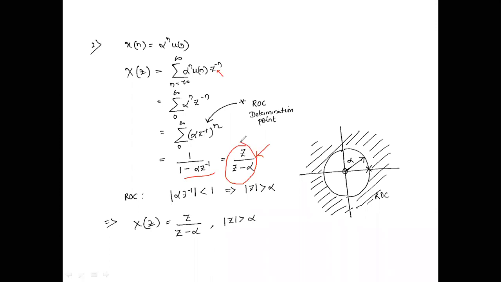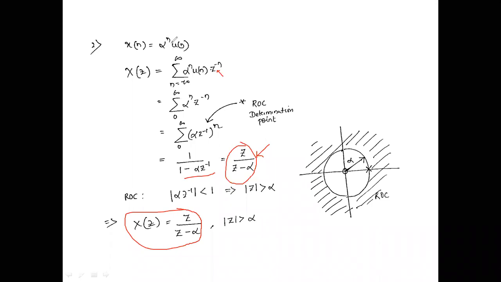Now the next question is, what is my region of convergence? How do we determine the region of convergence? It is those values of z for which X of z is stable. For what value of z is X of z stable, and for what value of z is X of z unstable? By the way, do we remember that this number here is alpha?